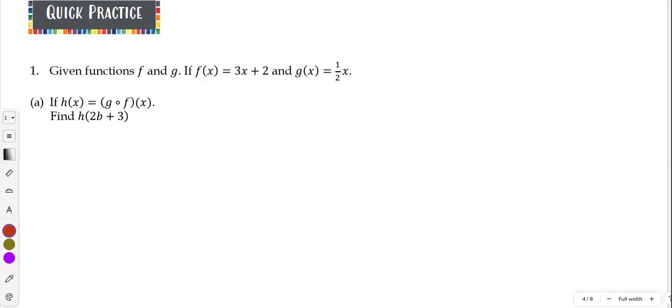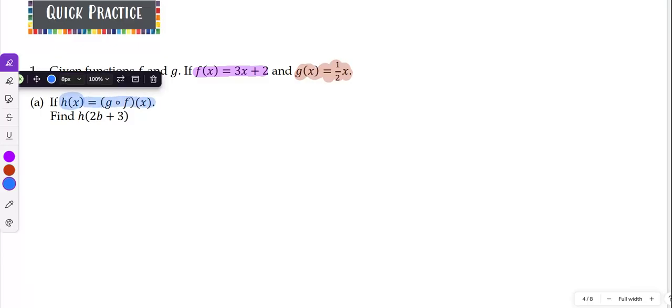Alrighty, so in yesterday's video, we have a composition of functions. Here, number one, given functions f and g, so two functions given, we have f of x is 3x plus 2, and g of x is a half x. So we have two functions.